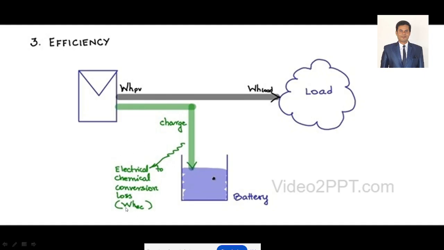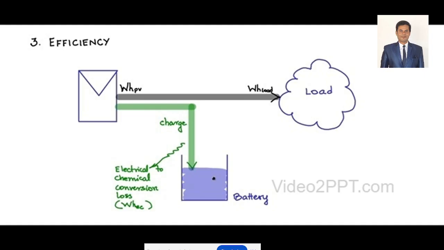This is what we call WHEC, watt hour electrical to chemical conversion. Some losses take place here. There are losses during generation from the solar panel, where the electrons are emitted and produce current in the form of charges, which is stored in the batteries. Electrical energy has to be converted into chemical energy, and again the chemical energy has to be converted back to electrical energy, which is given to the loads. During this, some losses take place.